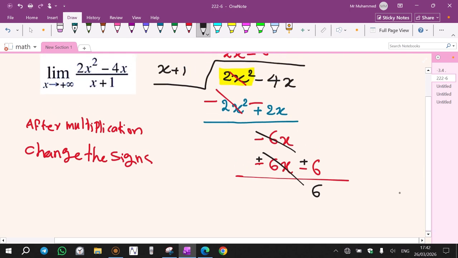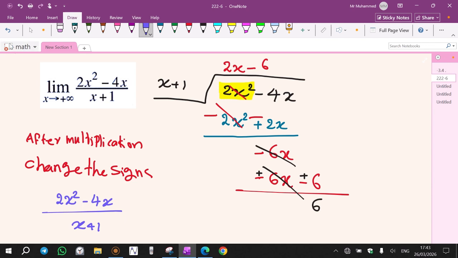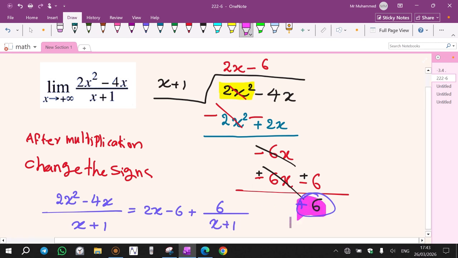Now I can write this rational function, 2x squared minus 4x divided by x plus 1, as slant asymptote 2x minus 6 plus. Why plus? Because this 6 at the end is positive, so I write plus 6 divided by x plus 1. So the remainder is always like this.